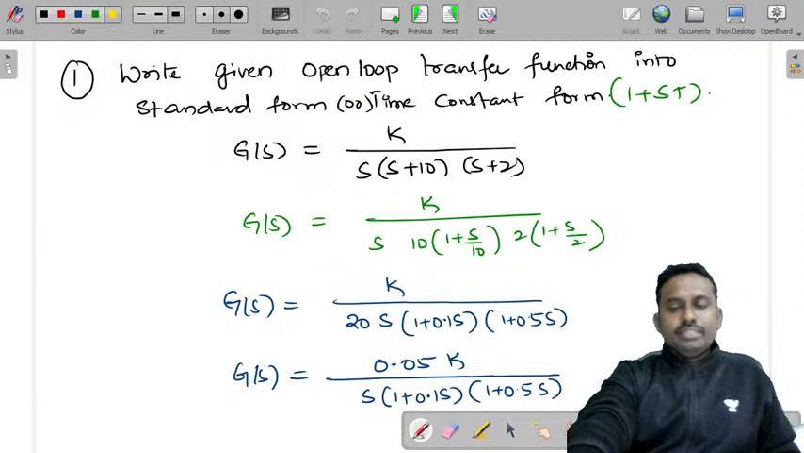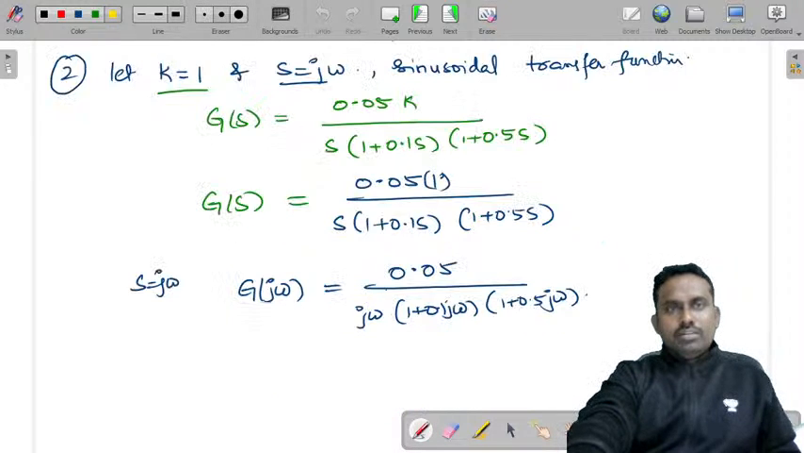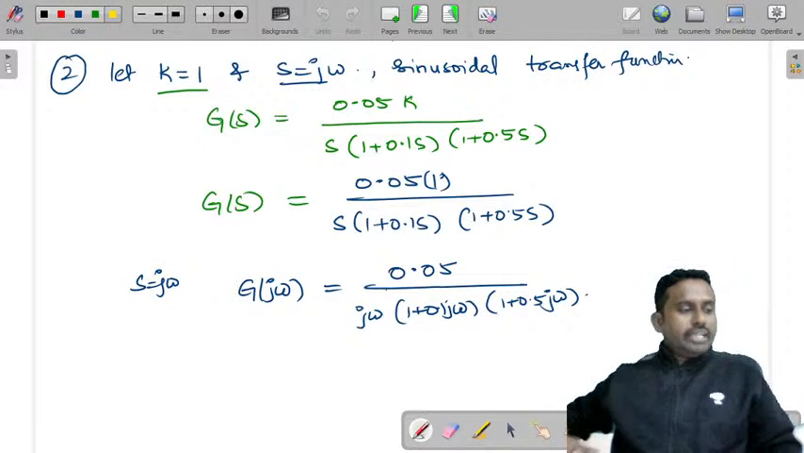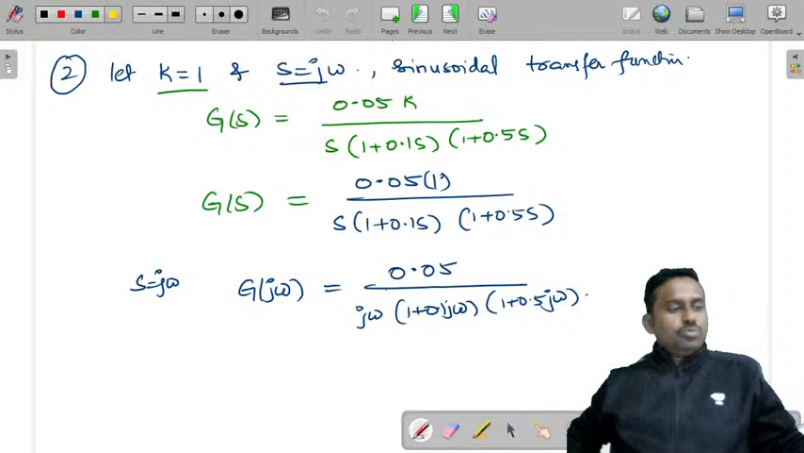This is the first step, writing it in standard form, 1 plus st. Next we have written let k is equal to 1 and s is equal to j omega.